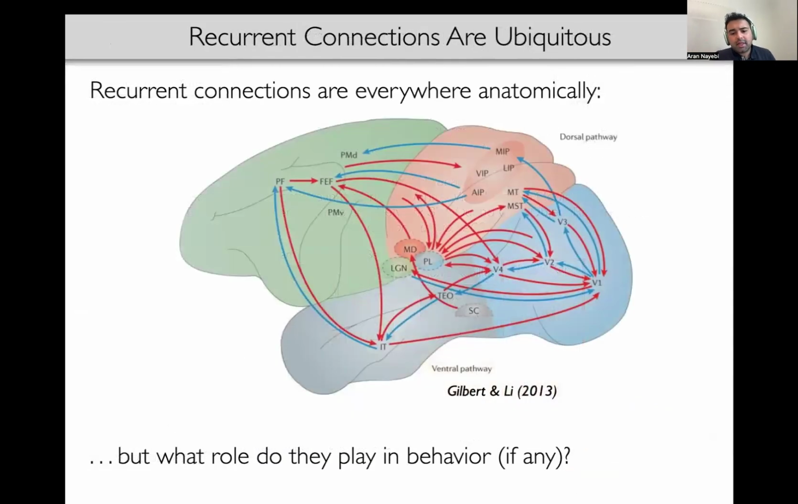And the motivation for us was that recurrent connections are a quite ubiquitous neuroanatomical phenomenon. So a natural question that arises is, what role do they play in behavior, if any? Now, this is a very big question. So to bite off a piece of it, what we did was we tried to understand this in the realm of rapid visual processing. So the first 250 milliseconds of visual processing.